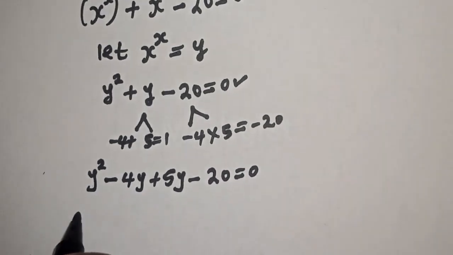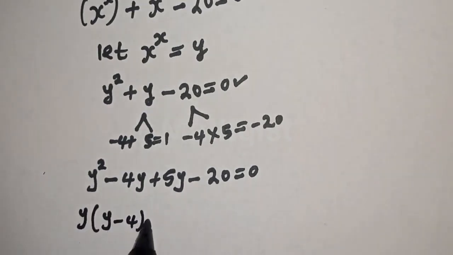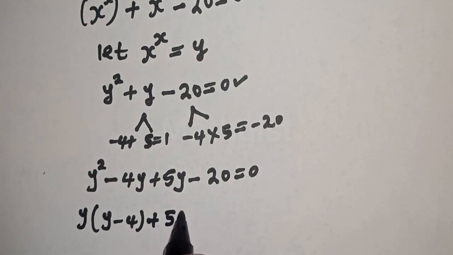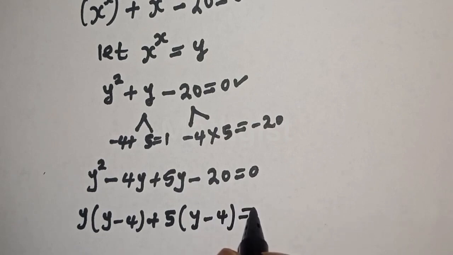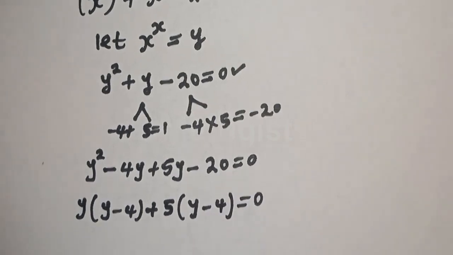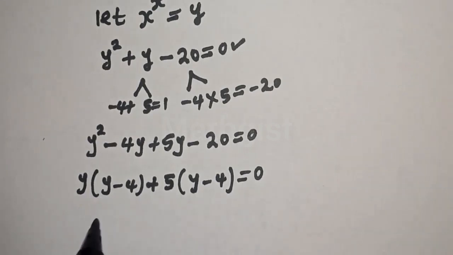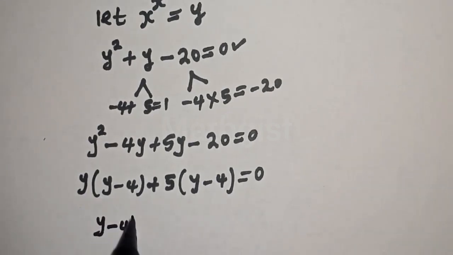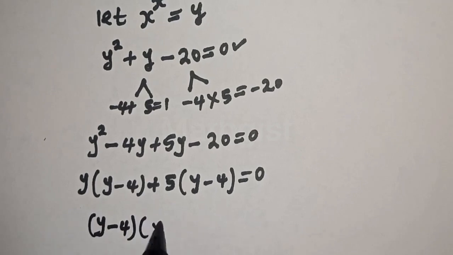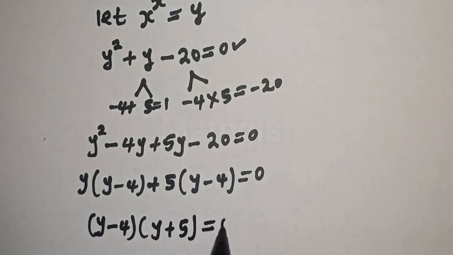y is common here. y bracket y minus 4 plus 5 bracket y minus 4 is equal to 0. Now y minus 4 is common. y minus 4 bracket y plus this 5 is equal to 0.